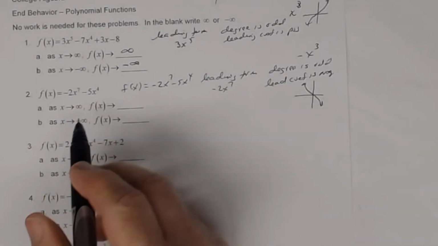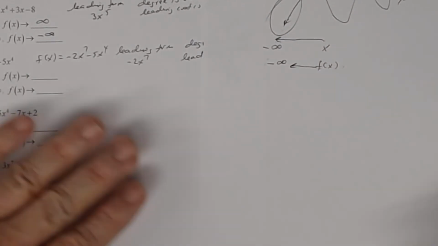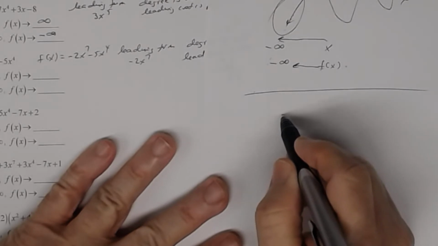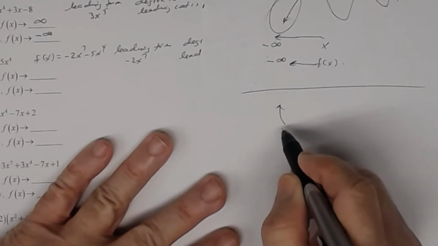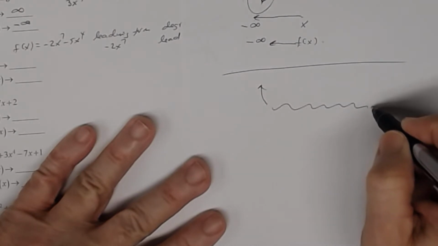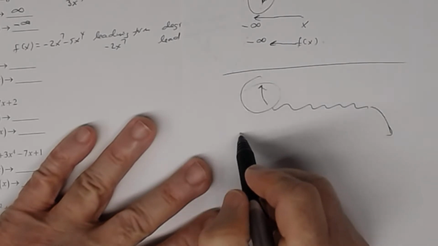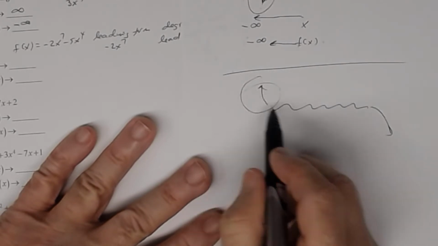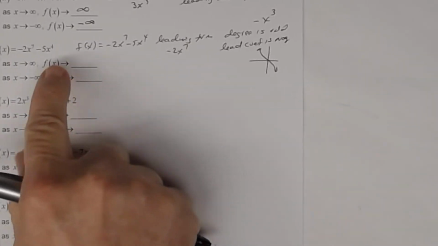So for this function, I know that the end behavior looks like this. On the left, this function is going to rise and do something between them, and on the right, my function will fall. So the end behavior goes up on the left and then down on the right. Okay, so that's what this does.